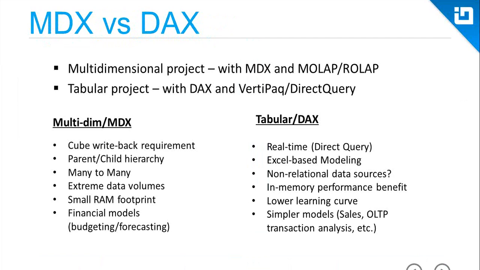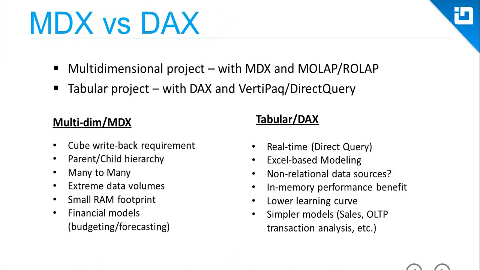And tabular, once again, is real time, because you can use a direct query and it all loads into RAM, because the data is not as huge as in case of the multidimensional approach. Excel-based modeling, non-relational data sources. Okay, so you get the in-memory performance benefit, of course, and it's simpler to learn.